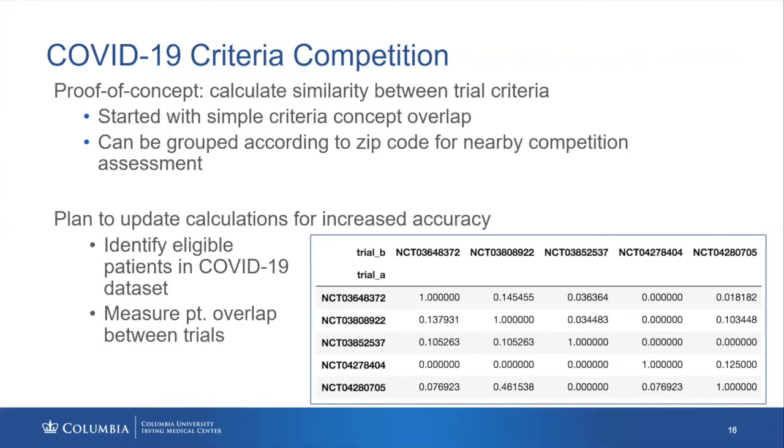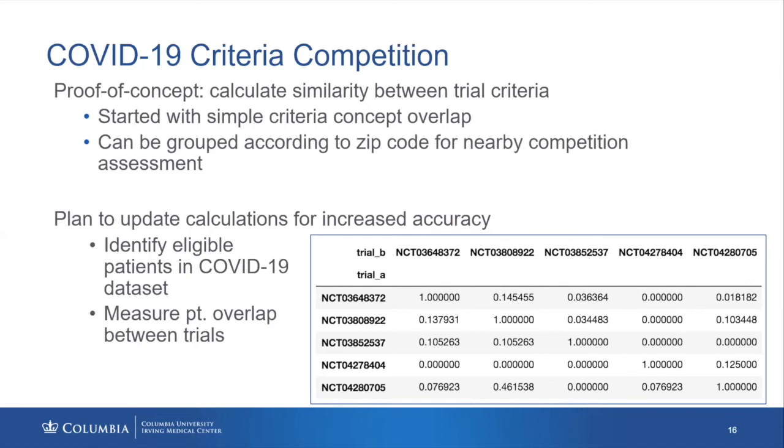Another one of our research efforts is actually looking at criteria competition. So how are clinical trials competing over patient populations? We've completed a proof of concept. So we'd be able to calculate similarity between all the trials currently in the US, starting right now with the criteria concepts. So what are they actually screening for? And then we can group these studies by zip code. So if I wanted to find clinical trials in New York, I could not only find out where they were, but I could see how they are competing for similar patients.